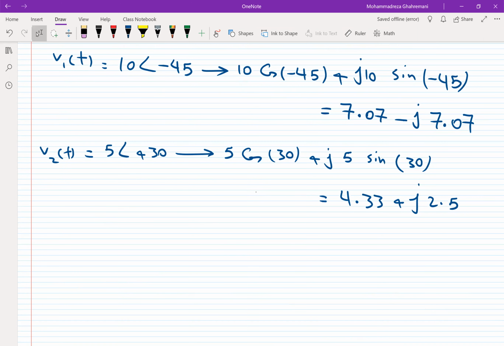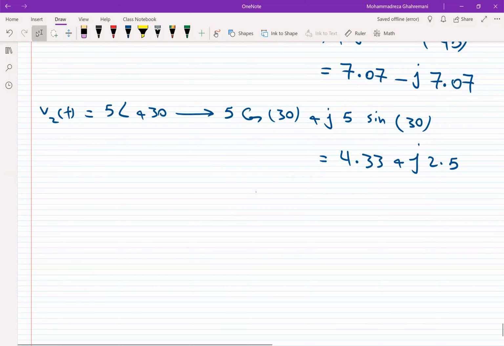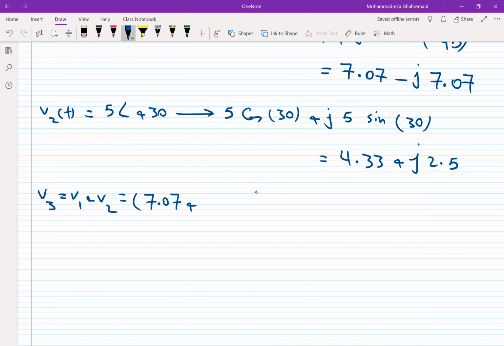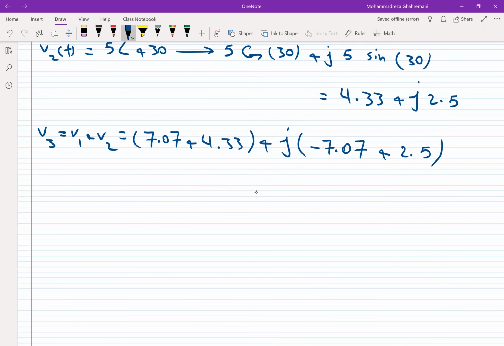Now we add the real parts together and imaginary parts together. So we can say V3 is equal to V1 plus V2, which is equal to 7.07 plus 4.33 plus j (negative 7.07 plus 2.5), which is equal to 11.4 minus j 4.57.